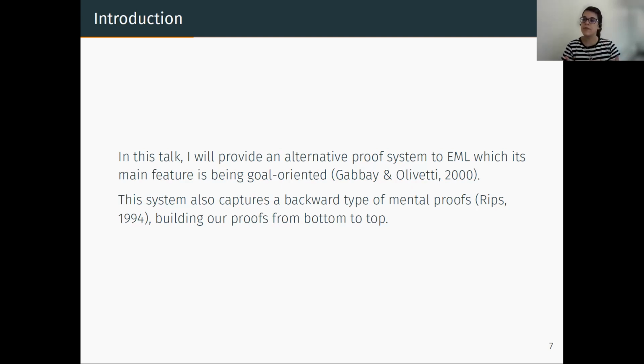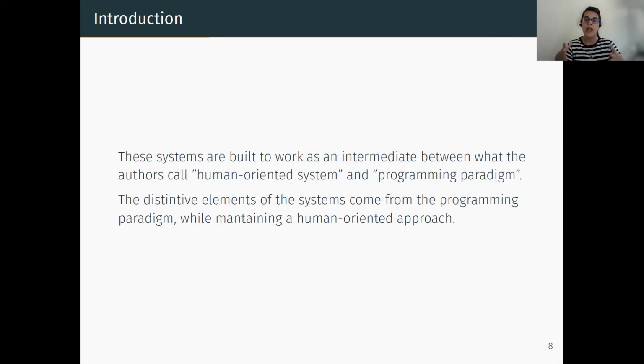Sometimes our mental proofs are conducted thinking about what we actually want to prove and working our way toward how to prove it. The way Cavallo and Olivetti presented this system is as an intermediate between what the authors call a human-oriented system and what they present as a programming paradigm.